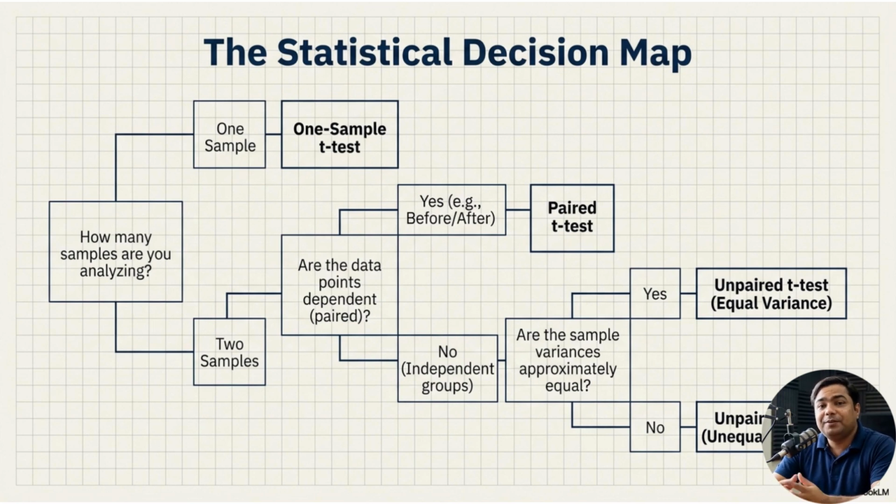So the decision map is: one sample, t-test; two paired samples, paired t-test; two independent samples with equal variances, pooled unpaired t-test; two independent samples with unequal variances, unpaired t-test with unequal variance. This map is very important because choosing the wrong test can lead to a wrong statistical conclusion.